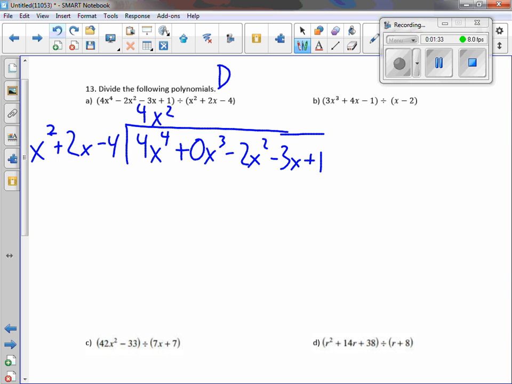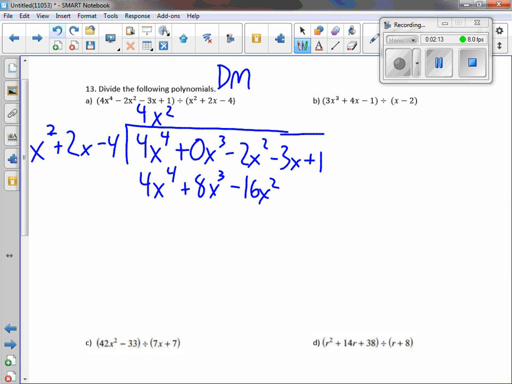Then we are going to do the second part, which is multiply. We're going to take this 4x squared and multiply it to all three of these. So what that's going to give us is 4x to the fourth plus 8x to the third minus 16x squared. Now what you'll notice is that these first terms right here are identical. That should happen every time.